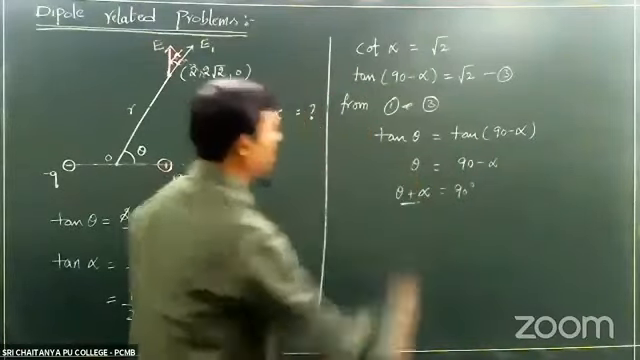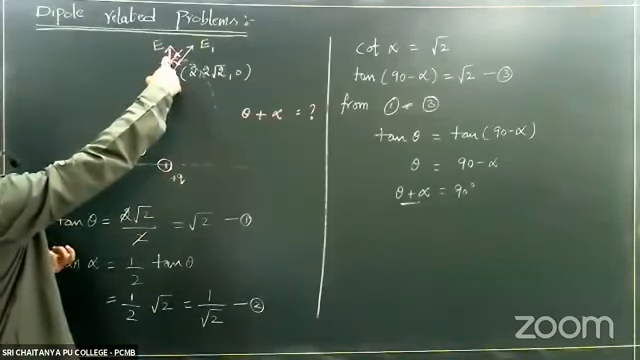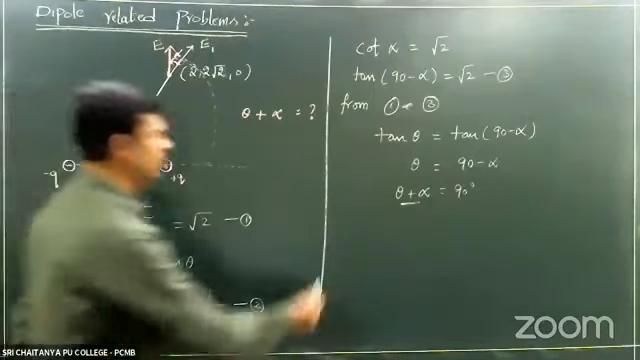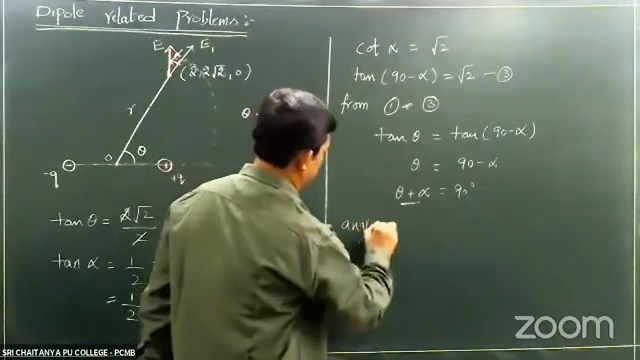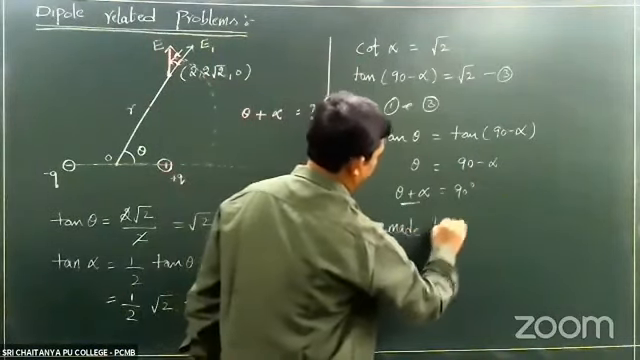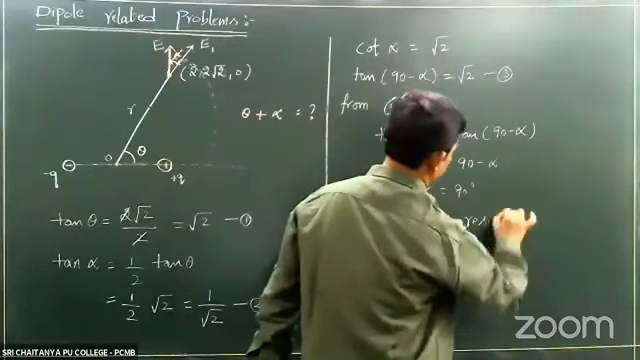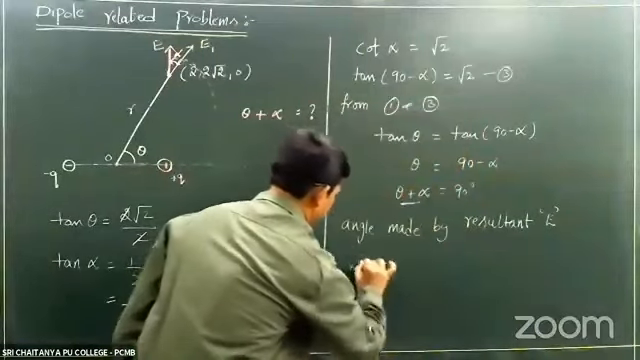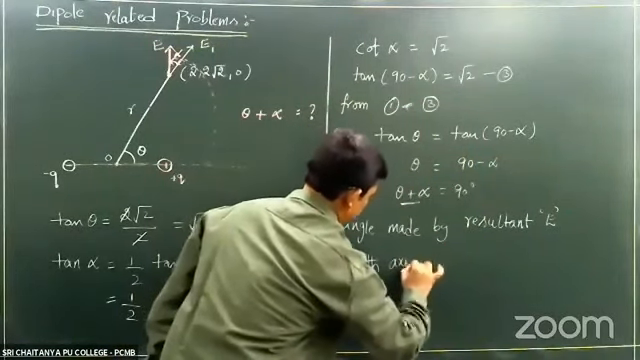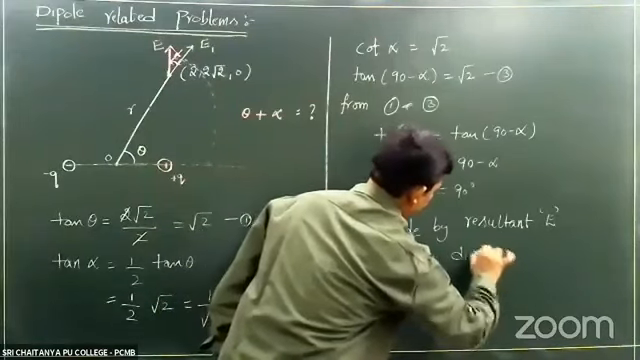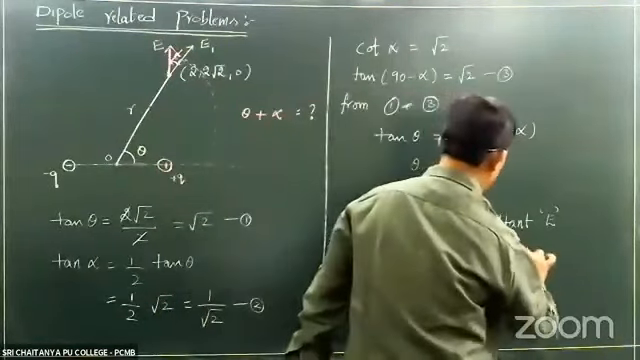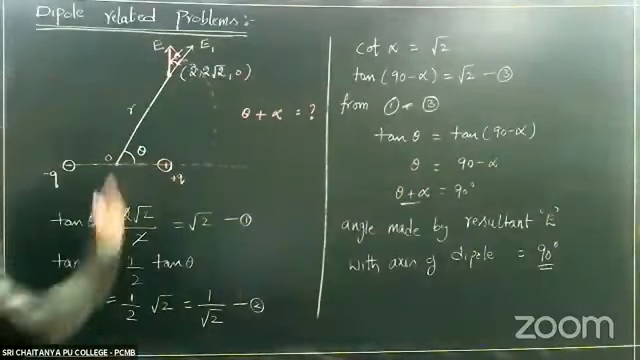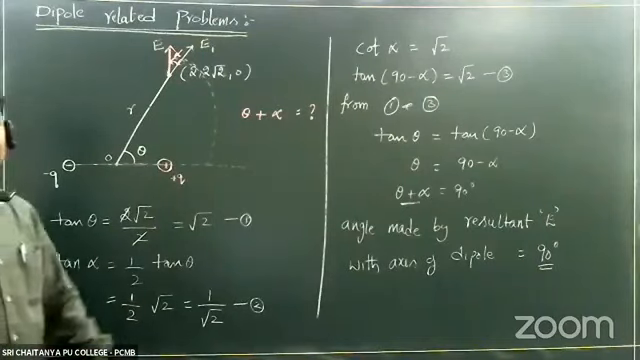What is this theta plus alpha? The angle made by the resultant E with axis, right? So the angle made by resultant E with axis of dipole is 90 degrees, right? This is the problem as per the previous sentence.